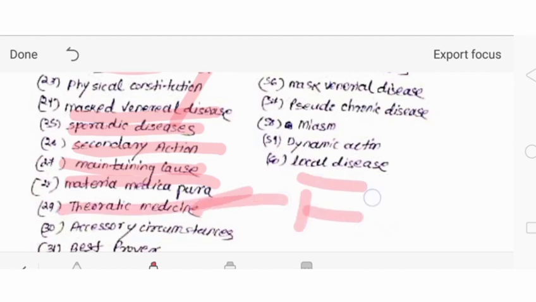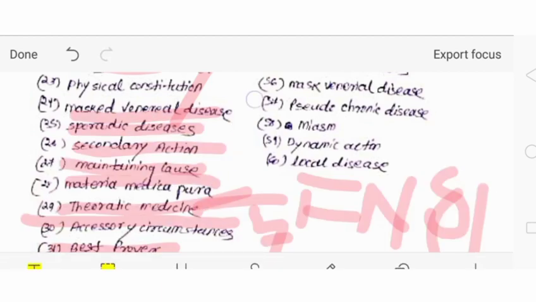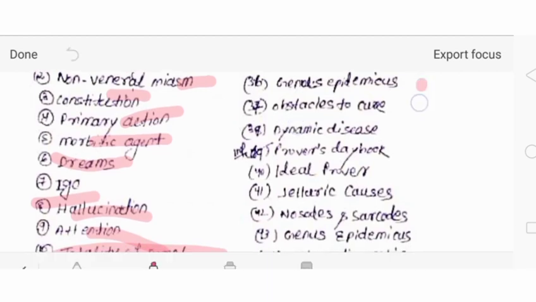Theoretic medicine, footnote of aphorism 1. Okay, what is the footnote? That empty speculation. The materialistic view on the disease is theoretic medicine. Only materially, if you visualize empty speculation for a disease, that is theoretic. Theory alone does not give treatment, but experience as well as practical gives the curative action of a medicine. You can know from the practical. Accessory circumstances, aphorism 7. Then best prover. And here some genus epidemicus, aphorism 102.